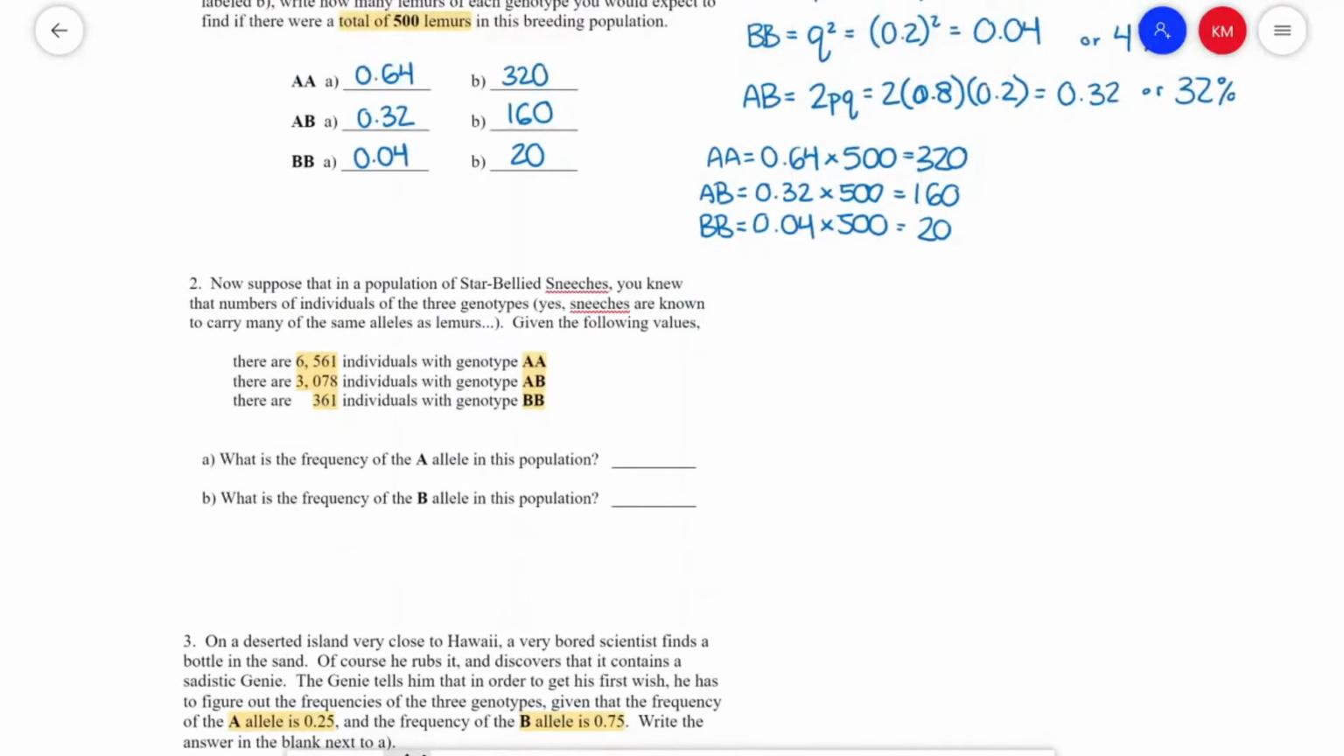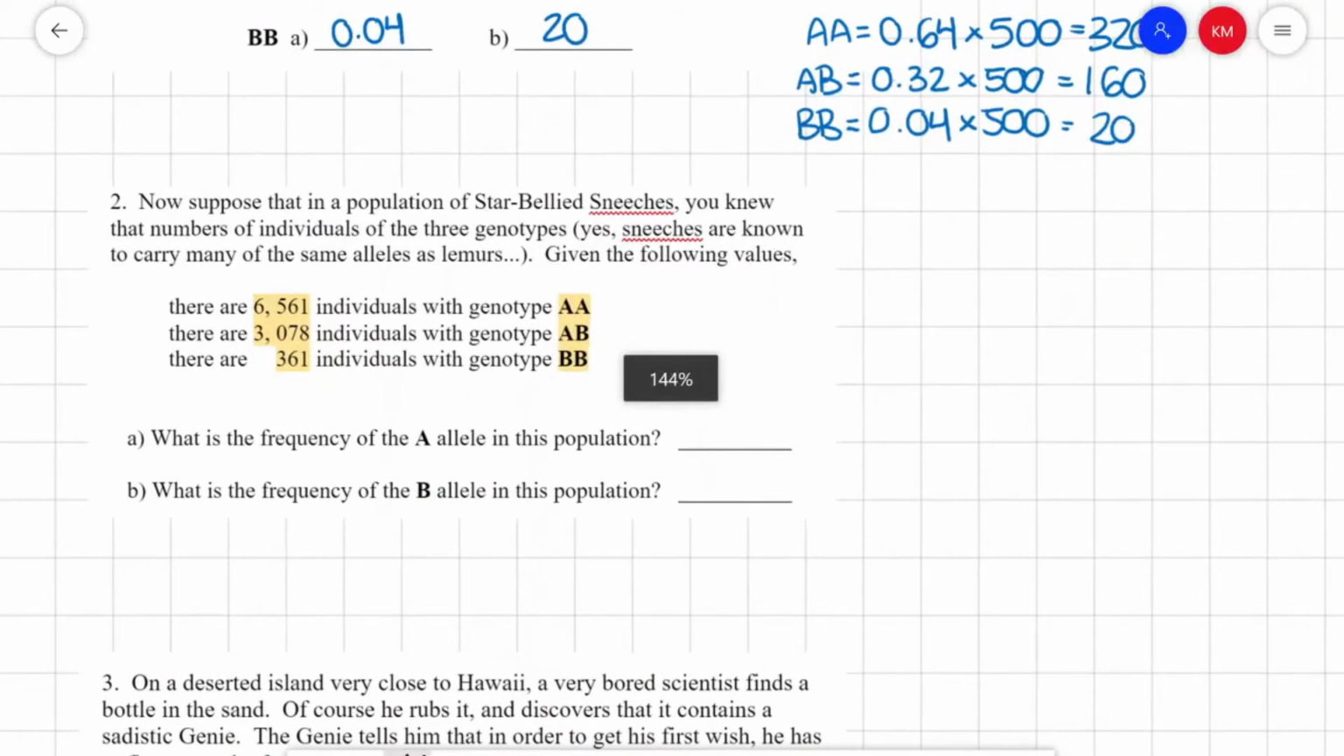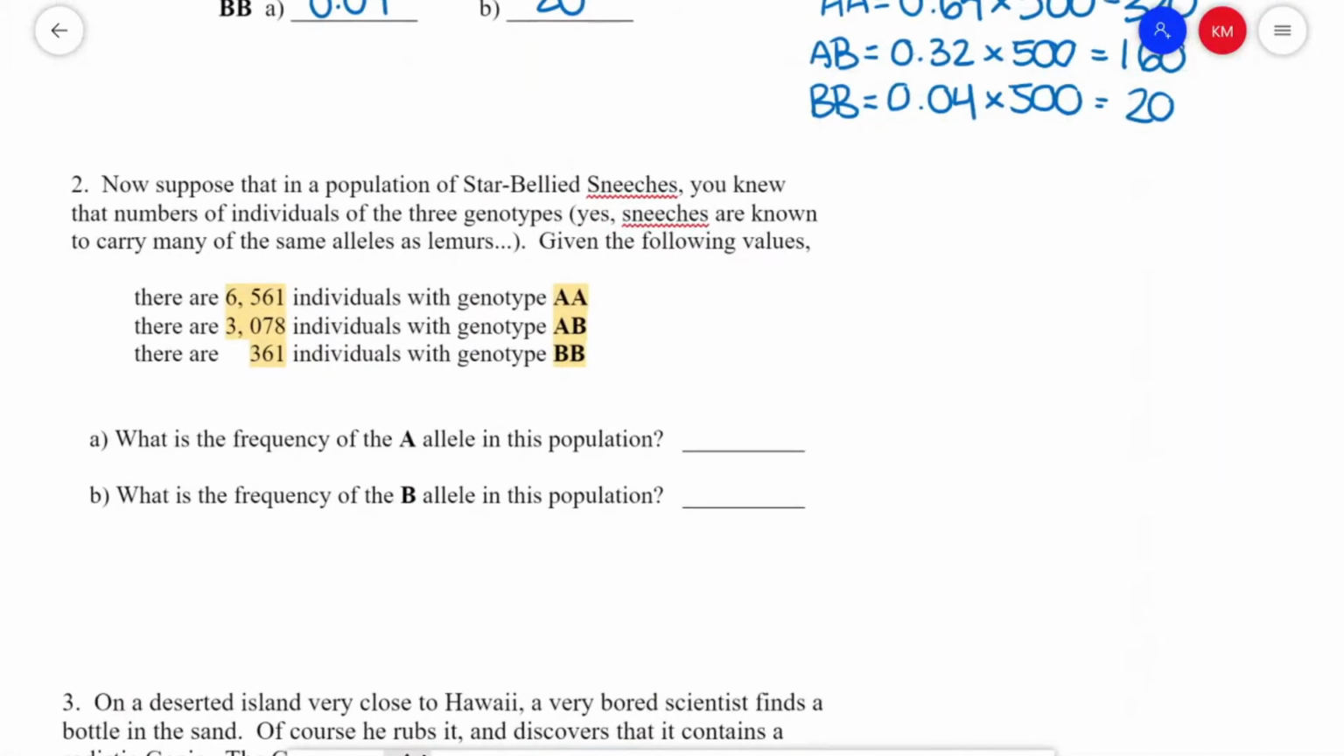So problem 2 is a little bit trickier. It says that, now suppose that in a population of star-bellied sneeches, you knew the number of individuals of the 3 genotypes. Yes, sneeches are known to carry many of the same alleles as lemurs. Given the following values, we want to find the frequency of the A allele and the frequency of the B allele. So there's a couple ways you could start a problem like this. The first thing that I like to do is find out what the total population size is.